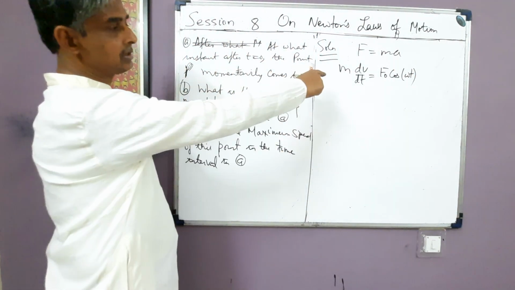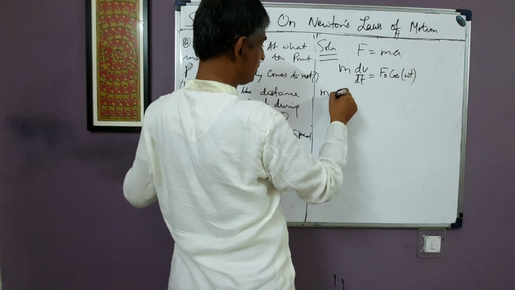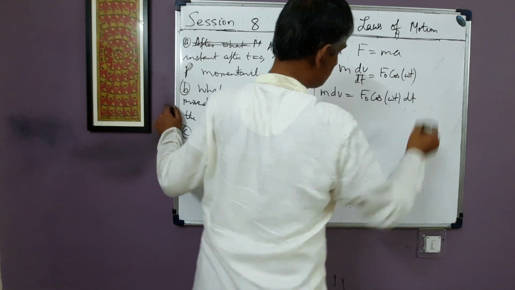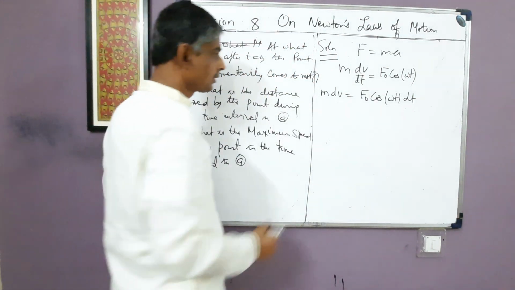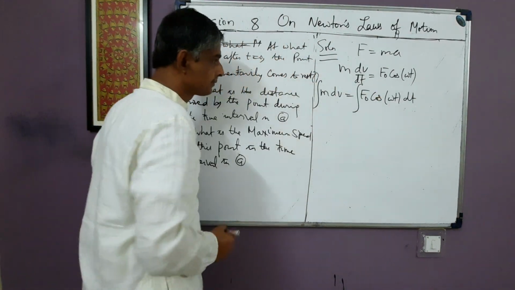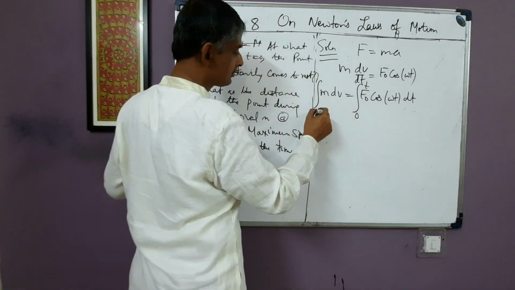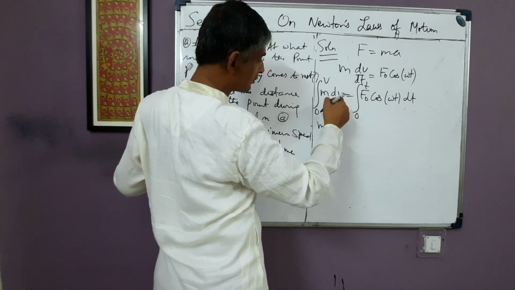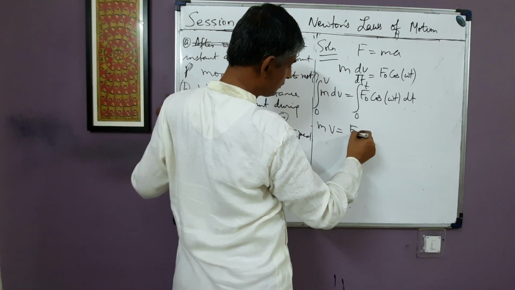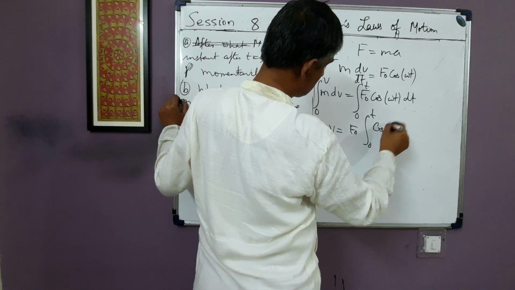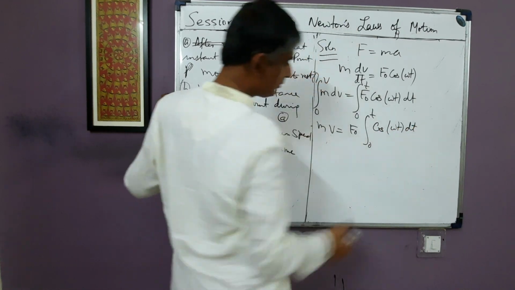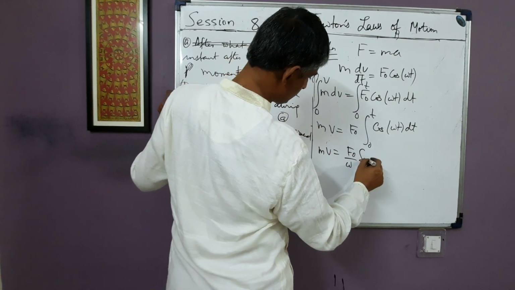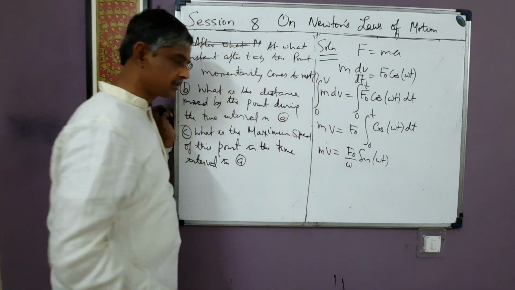Now send dt to the other side: m dv equals F naught cos omega t dt. Now integrate this equation on both sides from 0 to t. Initially v is 0, at time t it becomes v. V is the velocity, not the speed. M goes outside, integral dv from 0 to v becomes v. F naught comes outside, integral from 0 to t of cos omega t dt. So this becomes m v equals F naught by omega sine omega t on inserting limits.